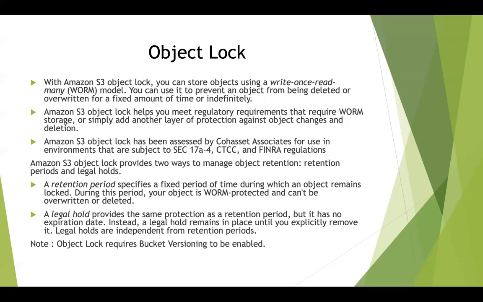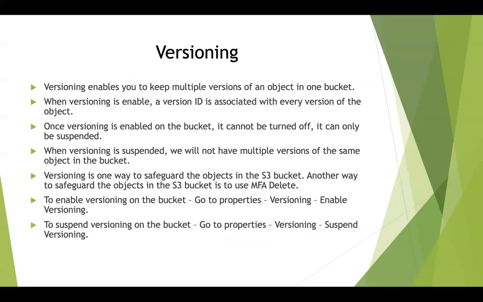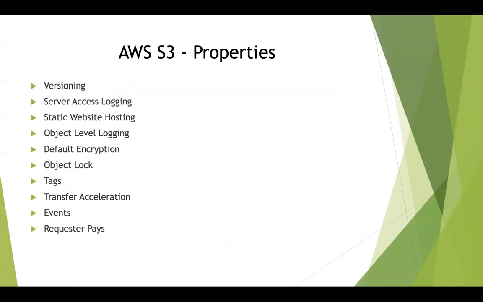So today we are going to concentrate on the other five. The other five properties are object lock. We will start with object lock, and then we will move on to transfer acceleration. We will look at events. We will also look at requester pays, and then there's one more thing that I'm missing. So what was there? Yeah, we will also look at how tags help us in terms of cost allocation.